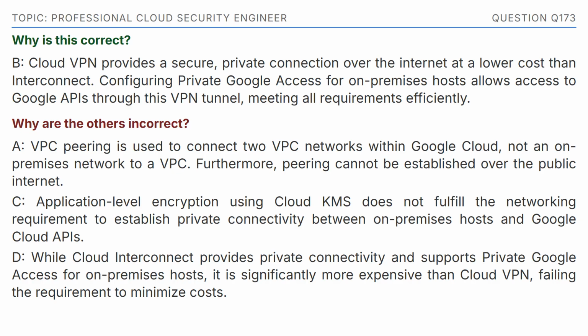Why are the others incorrect? A. VPC peering is used to connect two VPC networks within Google Cloud, not an on-premises network to a VPC. Furthermore, peering cannot be established over the public internet.